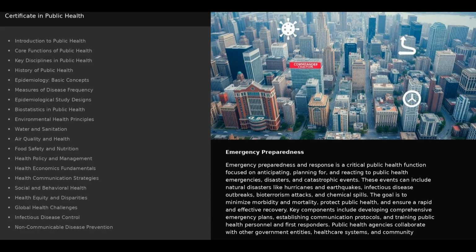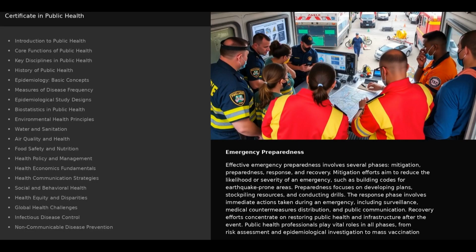Public health agencies collaborate with other government entities, healthcare systems, and community organizations to create a coordinated response. This proactive planning is essential for mitigating the impact of unforeseen crises. It saves lives and reduces suffering. Effective emergency preparedness involves several phases: mitigation, preparedness, response, and recovery.